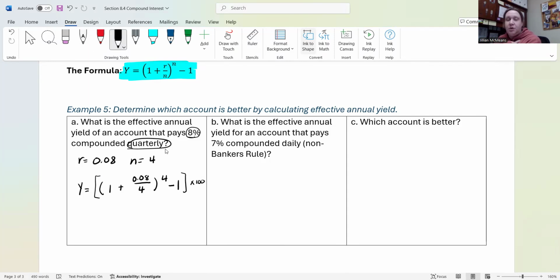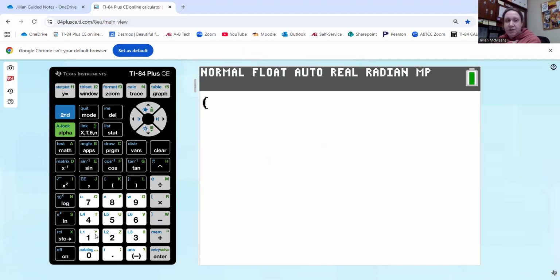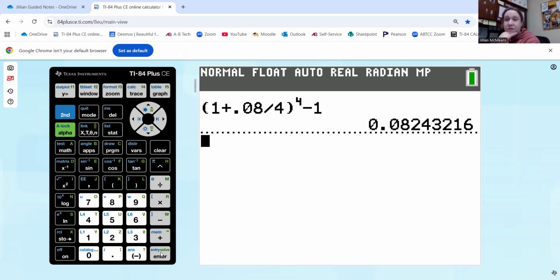So let me clear this out so as not to confuse. We want to go in parentheses and then 1 plus the interest rate, so 0.08 divided by the compounding period, which is 4. We're then going to raise this to the compounding period, so to the fourth power. And then we want to leave the exponent, so just hit the right arrow and then type in -1. And what that does is that gives us a simple interest rate, but in decimal form.